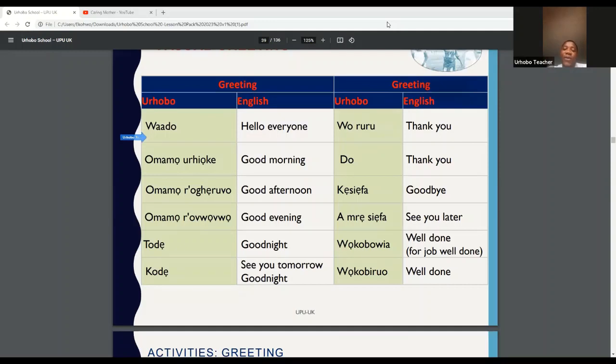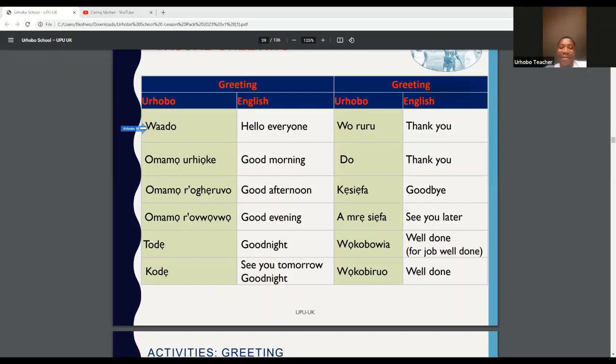This is the other part of the casual greeting, which is the first one, wado. It's hello everyone. So you enter into a room and you see a lot of people there. Now in this room, you don't know who is older than you. It is mixed, there are some people that are older than you and some you are older than. So how do you greet them? You now say, Wado. If there are Urhobo people there, you say, Urhobo Wado. That is how you greet them.